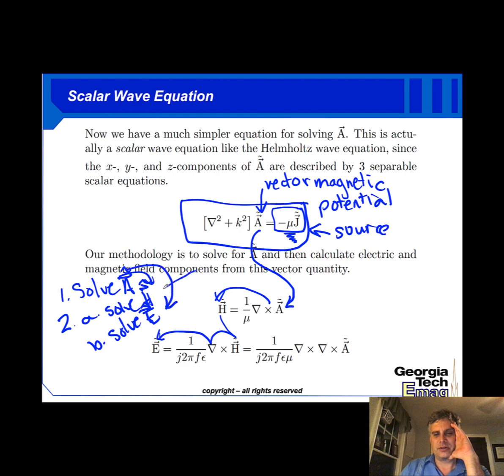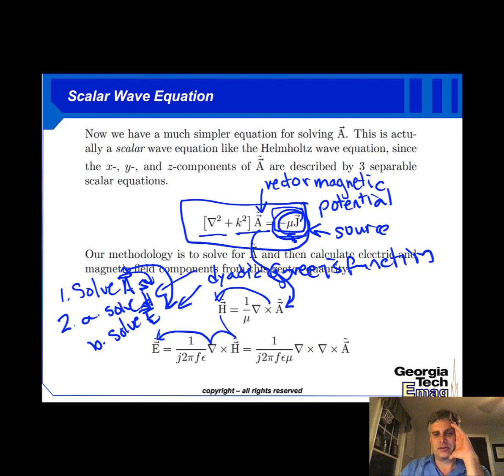If I try to solve H and E directly, given just the current function J, that's problematic. That requires something called a dyadic Green's function, which is beyond the scope of what we're going to talk about in antenna engineering. But needless to say, it is quite nasty. It is not a scalar wave equation.